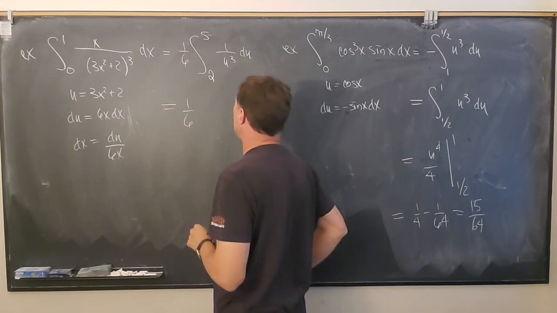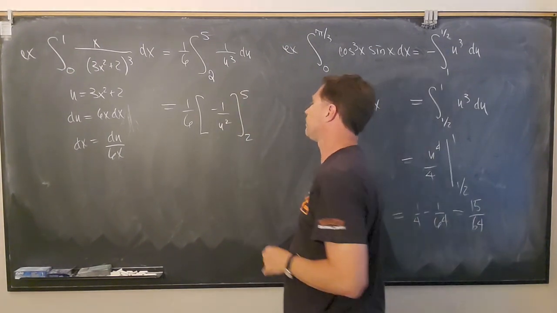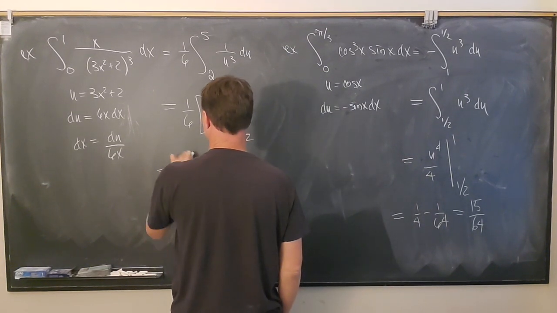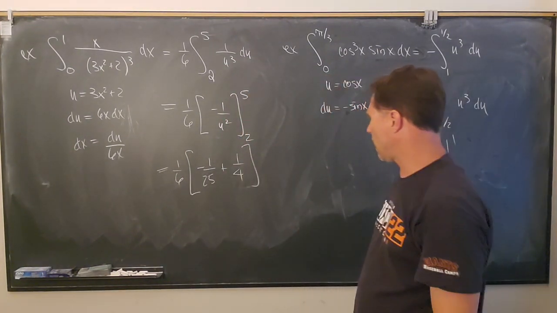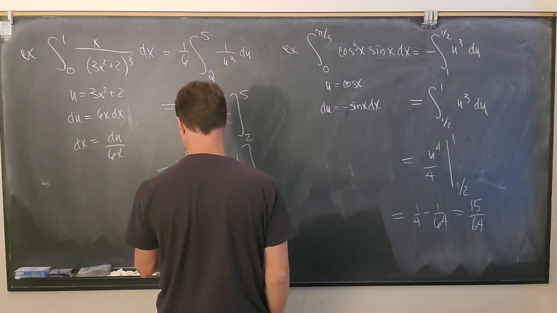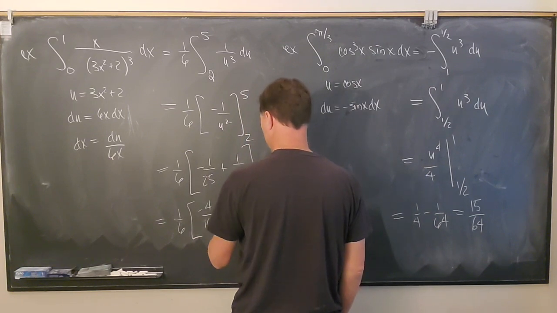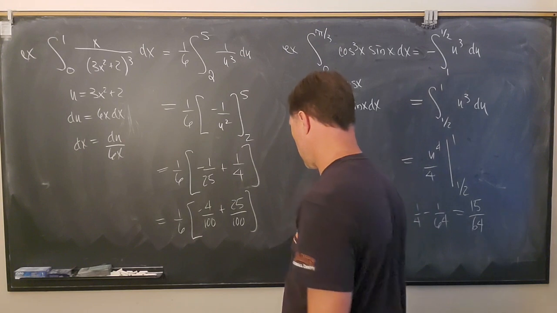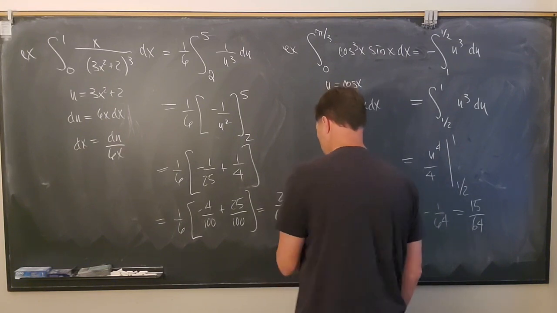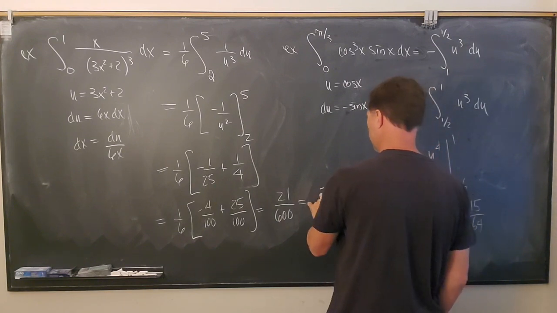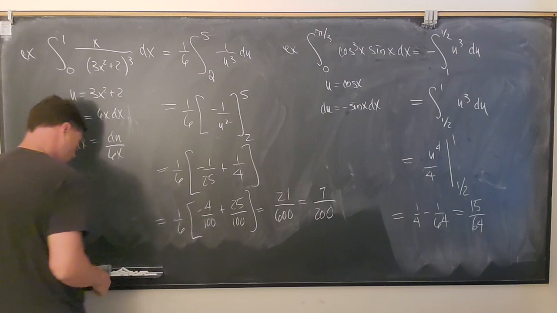Now we compute the antiderivative as usual. This will give us a negative 1 over u squared, and we evaluate from 2 to 5. That's going to be 1/6 times negative 1 over 25 plus 1 over 4. We can simplify this one, so this becomes 1/6 times negative 4 over 100, I'm just getting a common denominator, plus 25 over 100. And so this will become positive. It'll be 21 over 600. And if we factor out a 3, that's going to be 7 over 200. Okay, so there's how substitution works with definite integrals.